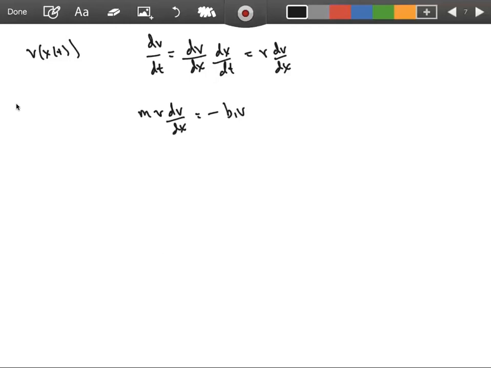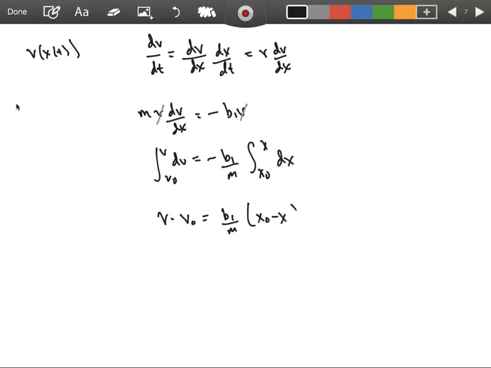So nicely, the v's here cancel. All I'm going to do then is integrate the left-hand side, divide both sides by m, and multiply both sides by dx. So I get the integral of dv from v initial to v final equal to minus b1 divided by m times the integral from x initial to x final of dx. So I get v minus v initial equal to, pulling out the negative sign, b1 over m times x initial minus x final.